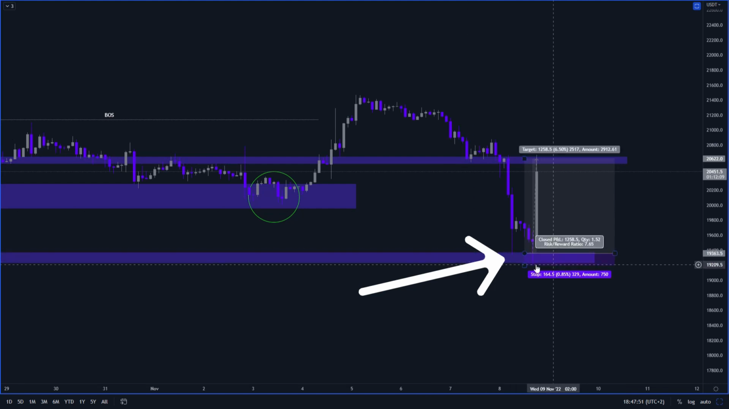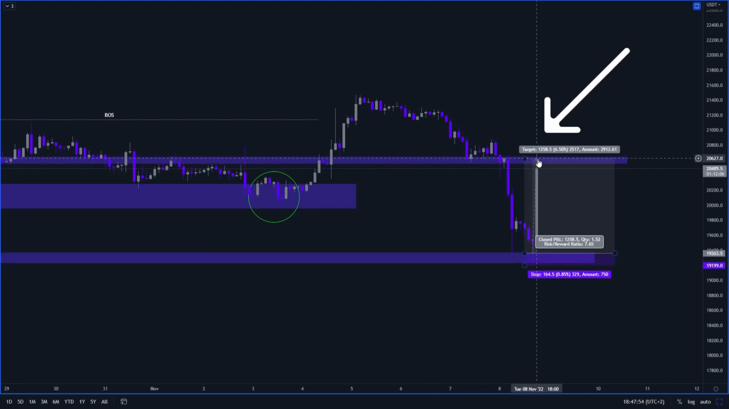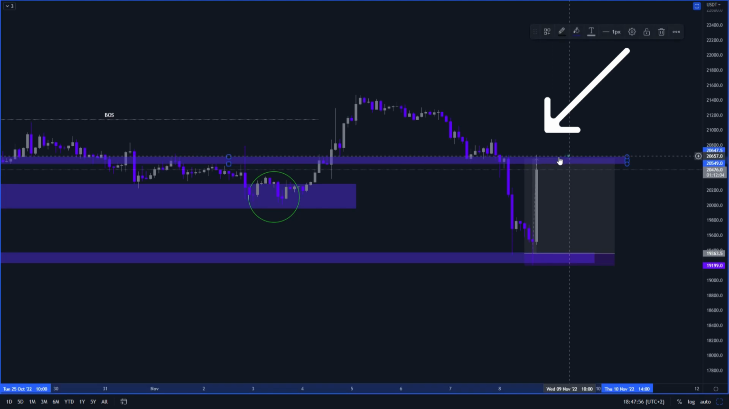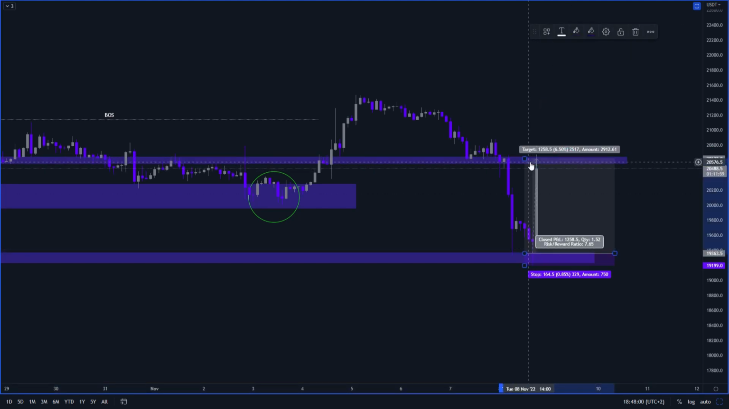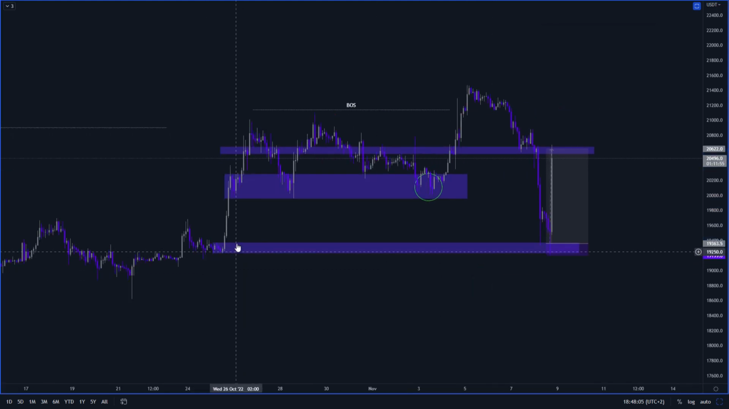So it came to this order block, hit the order block, and actually went all the way up to our zone, making a 6%. So you see, guys, price respects these zones, it reacts off these zones. And because this was our consolidation zone, our base, we knew it was a very strong zone. Came all the way back, hit it, and pumped up, boom, hit our targets.